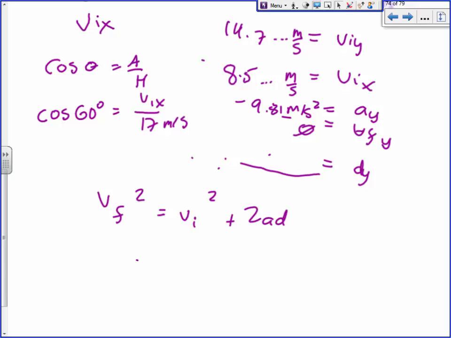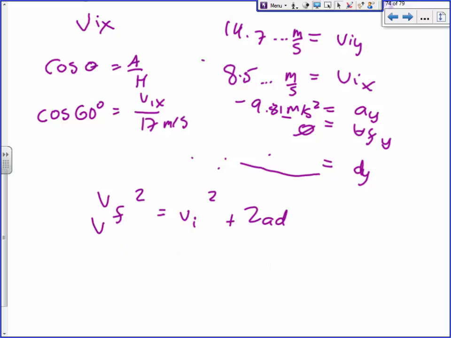So bring this to around there. 0 will equal 8.5, whatever that number was, squared. Oh, good catch. Nice, guys. The 14.7 number. Oh, today is just not my day.